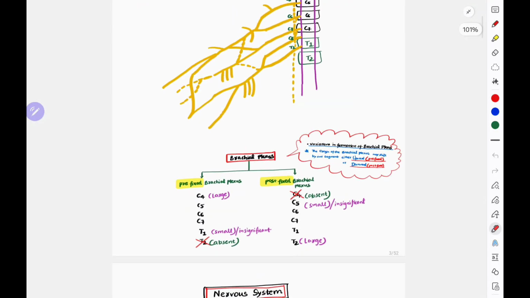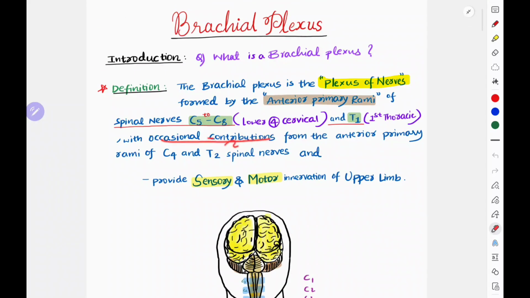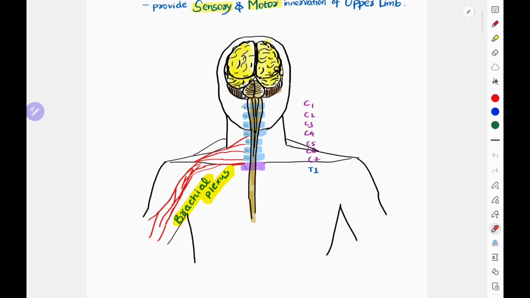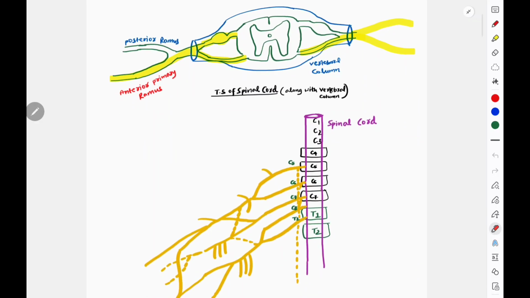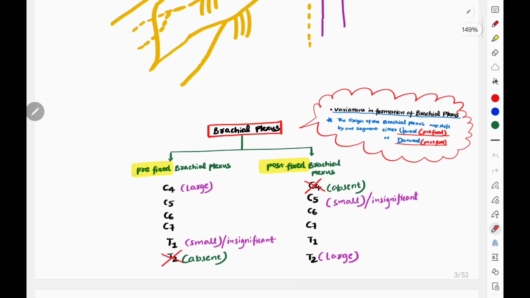As we have seen in the diagram, there are occasional contributions from C4 and T2. What this means is that the brachial plexus is not the same in all individuals. Different individuals may have different patterns of brachial plexus. No two people have exactly the same structures. Some will be the same, but not all structures are the same in every individual. So the brachial plexus also may be different in different individuals. Based on that, we have two types: the prefixed brachial plexus and the post-fixed brachial plexus.